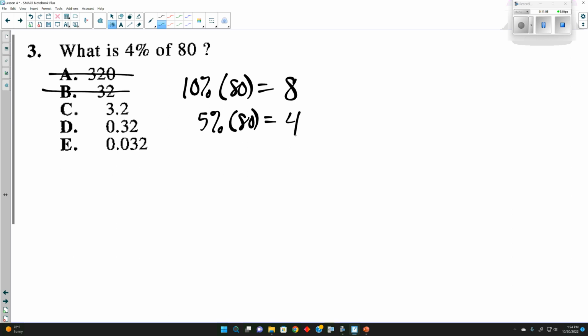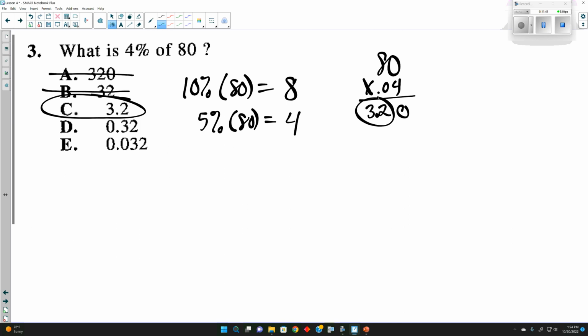Is 0.032 too small? Because we're trying to get to what? 4. 4 is close to 5, so whatever 4% is should be close to 4. Which one of these is close to 4? C. And we could do this here, so I could say 80 times 0.04. 4 times 0 is 0. 4 times 8 is 32. We move the decimal 2 places, and we get 3.2.